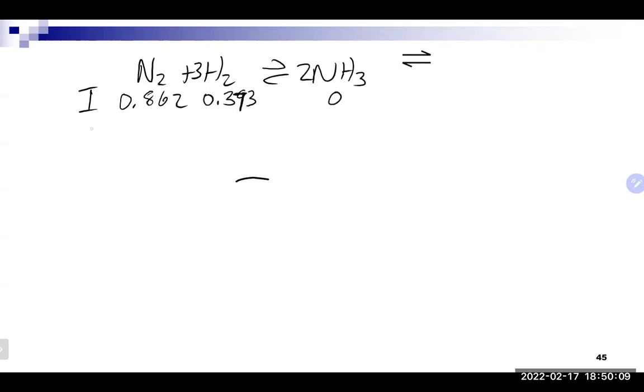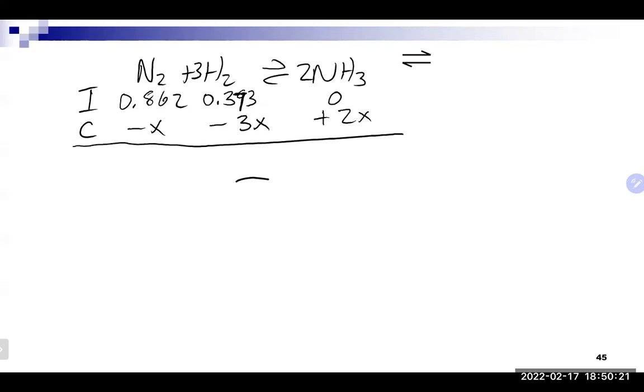Our change would be minus x, minus 3x, because of the coefficient, we still need to do that. And on our product side here, it would be 2x. We could safely assume that it is going to the product side since we aren't given anything about the products. At equilibrium here, 0.862 minus x, 0.373 minus 3x, and 2x.